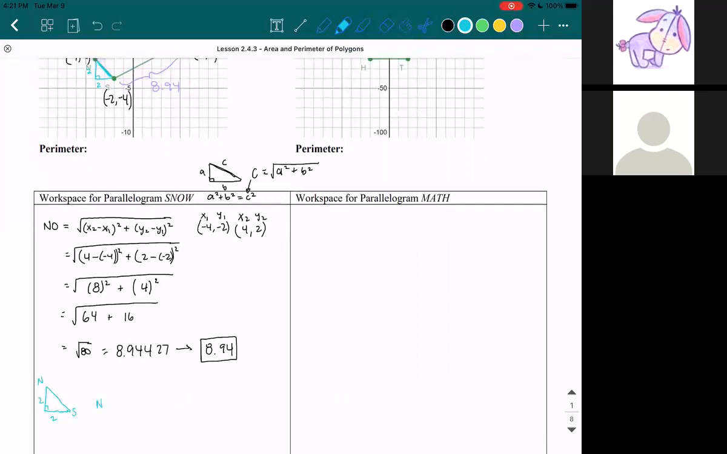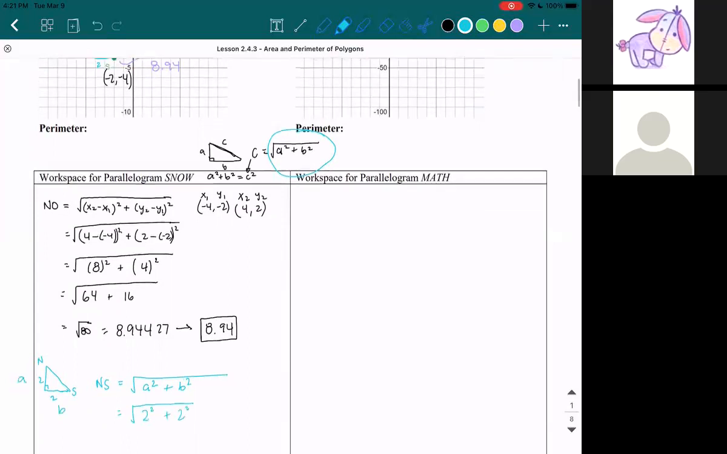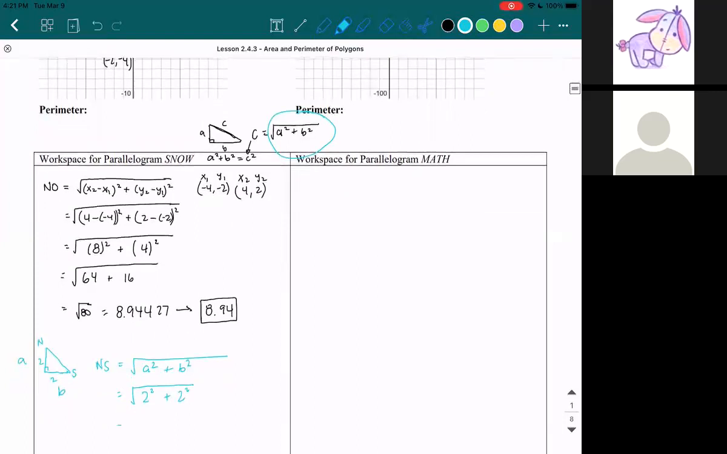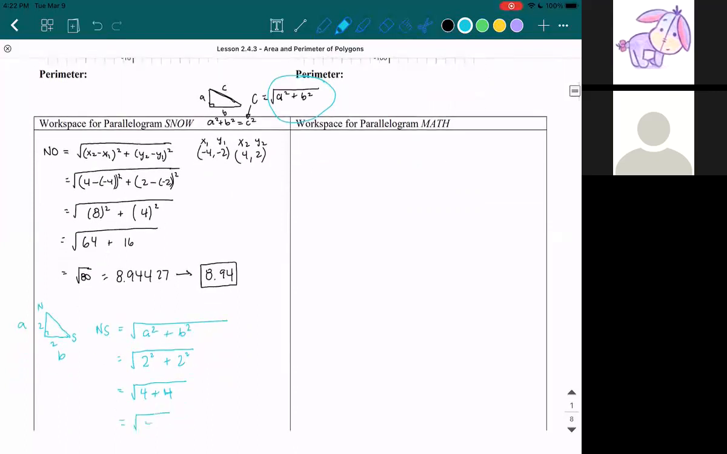All right, so NS, that length is equal to, let's use this formula, the square root of a squared plus b squared. So NS is equal to the square root of, we can call that a, we can call that b. So 2 squared plus 2 squared. A and b are both 2, so it doesn't matter. So 2 squared is 4. 2 squared is also 4. So we have the square root of 4 plus 4. So the square root of 8.